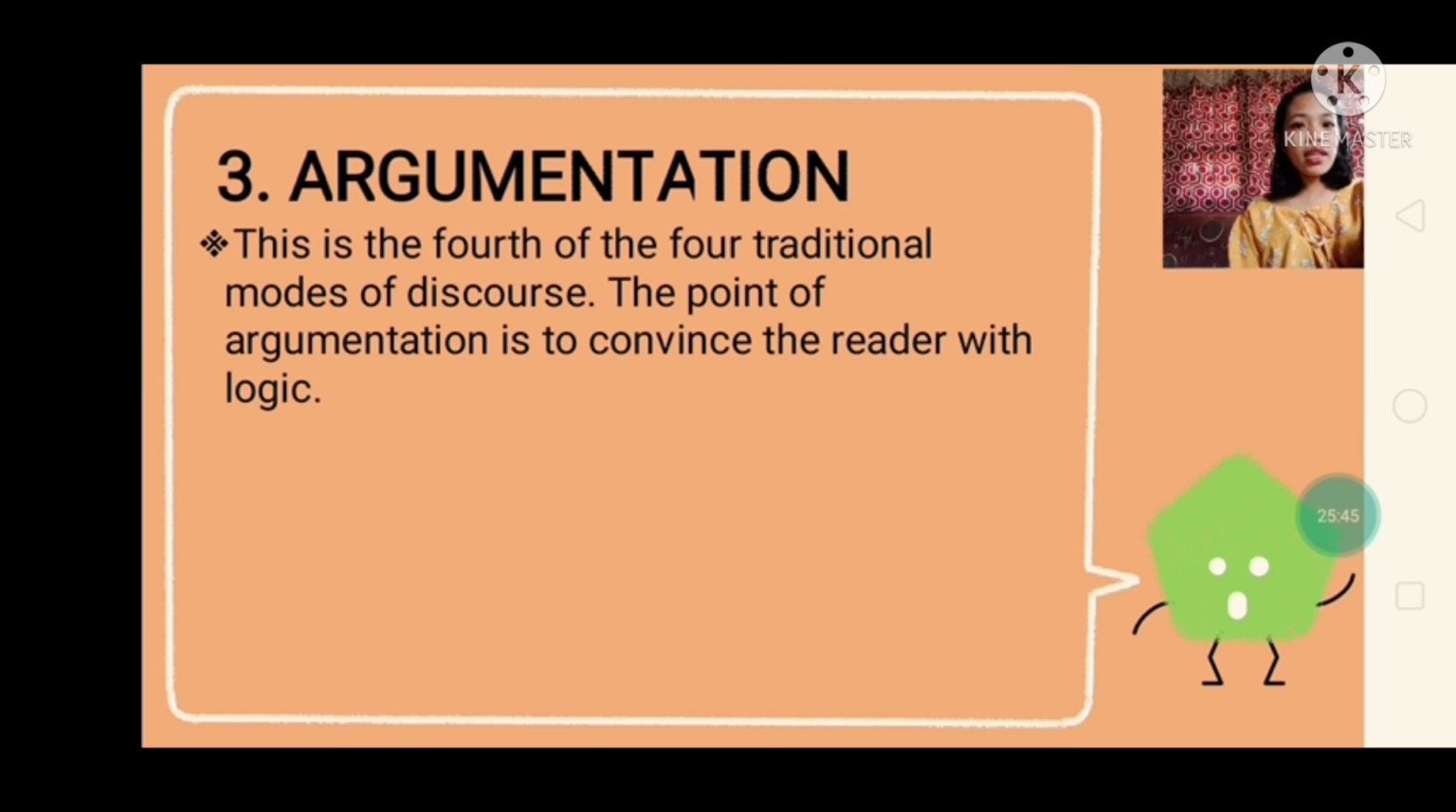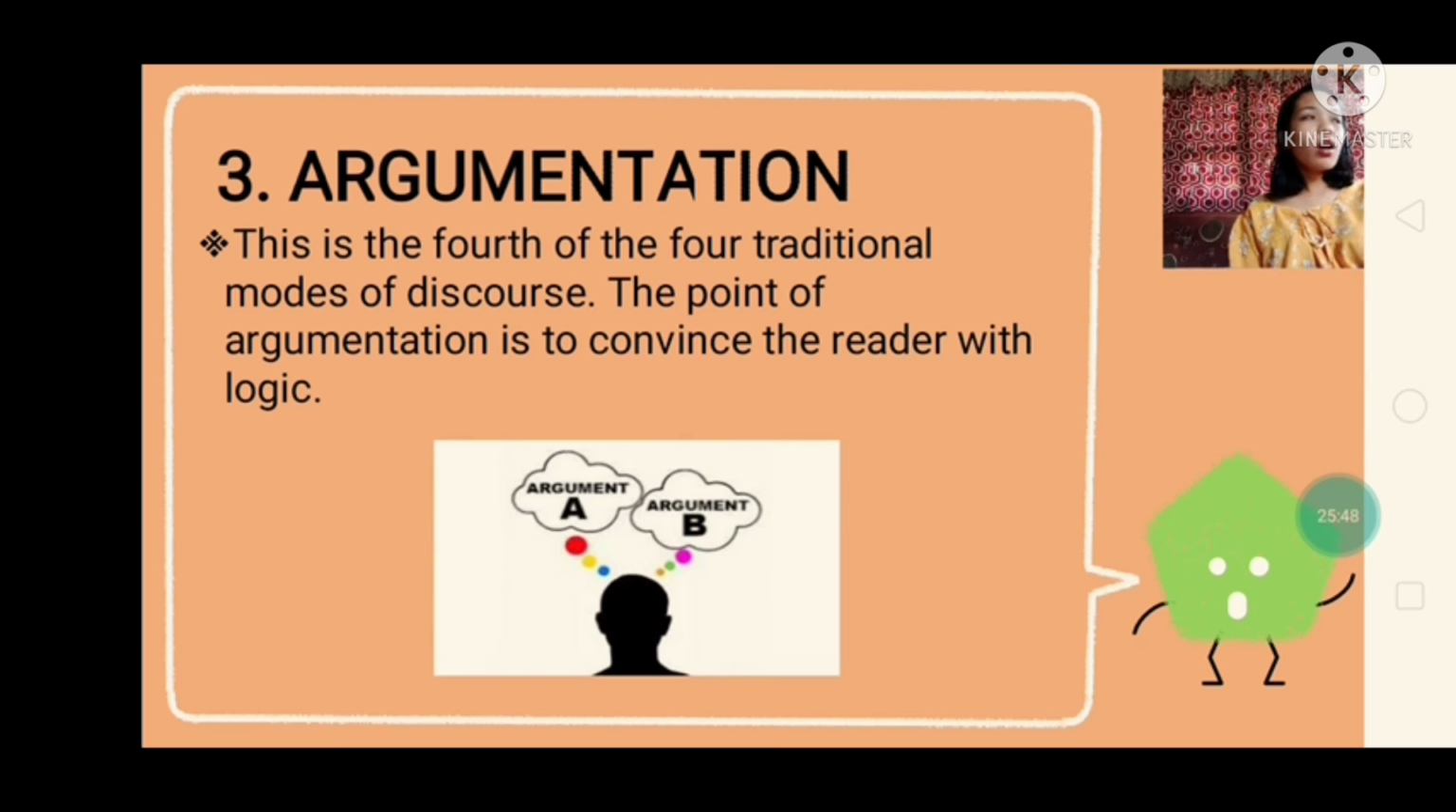So, there is argumentation. Halimbawa, as a writer, na iniisip mo na, okay, so sa argument A, ganito. Tapos sa argument B, ganito. Parang, sa argument A, si antagonist, malditang-maldita pa. Pero when it comes to argument B, naging mabait si antagonist.